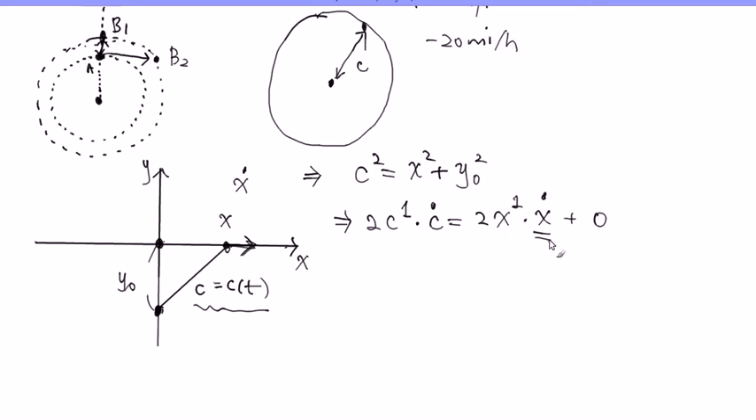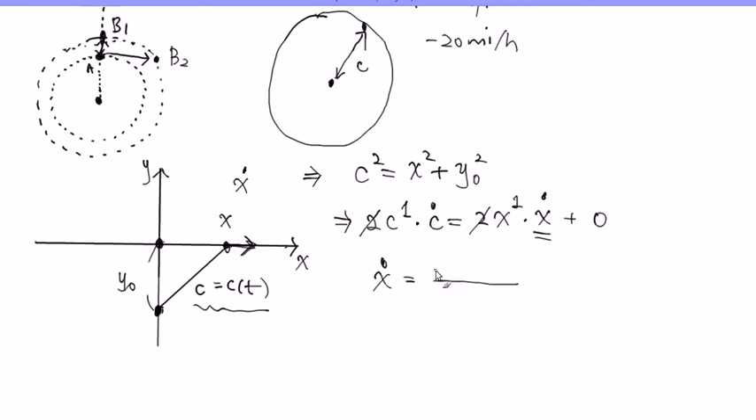We're going to solve this for x dot because the situation is that the radar gun, the speed gun, will give you the information about how fast c is changing. That's what the speed gun is telling you. And we want to figure out how fast the car is actually moving on that road. So we're going to solve this for x dot. Do you see this 2 and 2 cancel multiplicatively? Because it's 0. Then you divide everything by this x here.